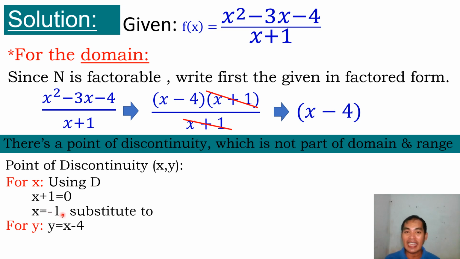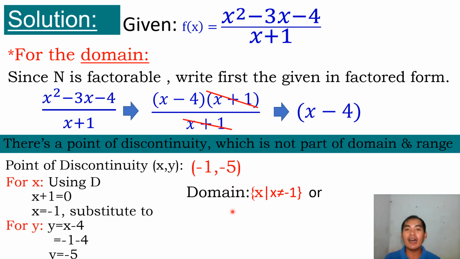Ang value ng x ay negative 1, i-substitute natin dito sa x minus 4. So negative 1 minus 4 is negative 5. That's the value of y. Therefore, the point of discontinuity is negative 1, negative 5. Ito yung point of discontinuity. Now, our domain is the set of all x such that x is not equal to negative 1, or from negative infinity to negative 1, union, open interval from negative 1 to positive infinity.